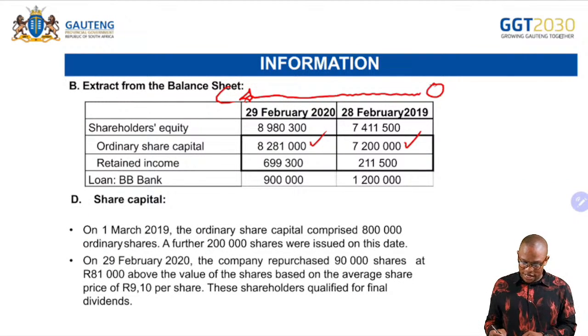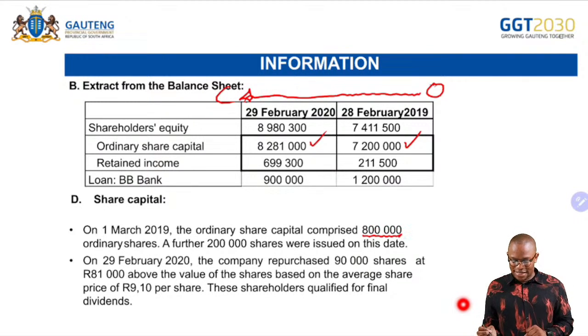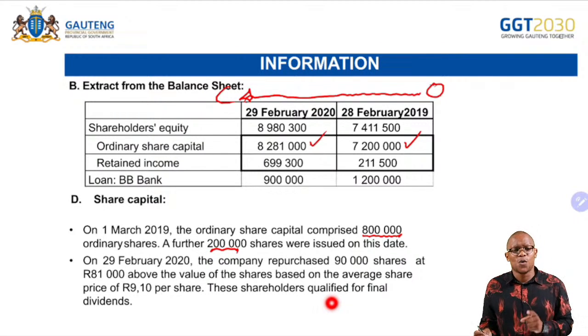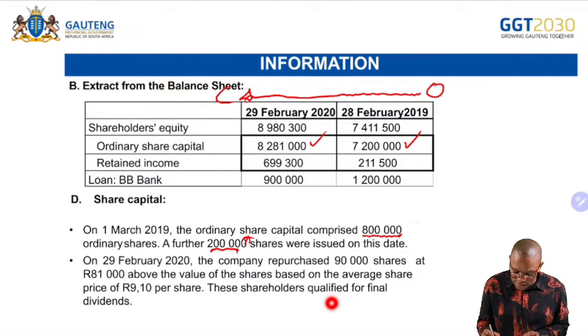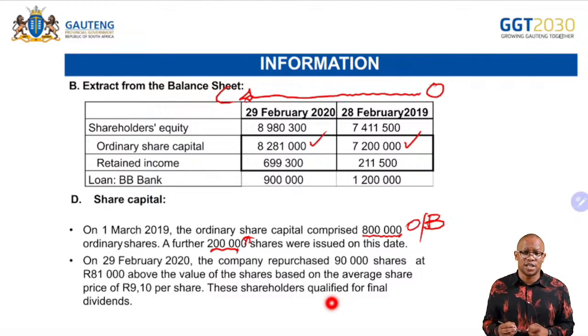So let us check how did we calculate this one. According to the question paper, they said on the 1st of March, ordinary share capital comprises 800,000 ordinary shares, but a further 200,000 shares were issued on this day. So we are interested in this. It means this was the opening balance of shares that were issued. Then we issued a further 200,000, but we don't know at how much. We just know the number of shares that we issued.